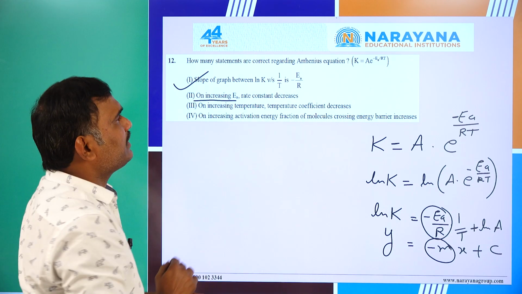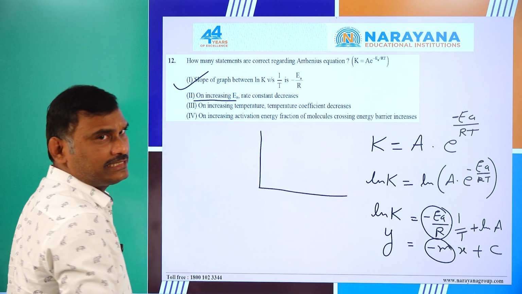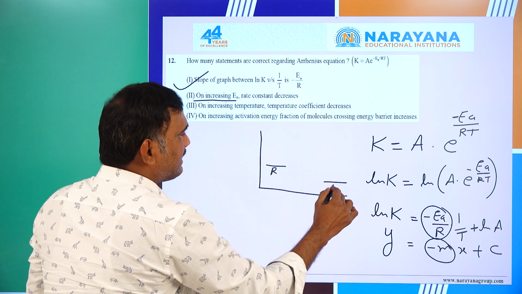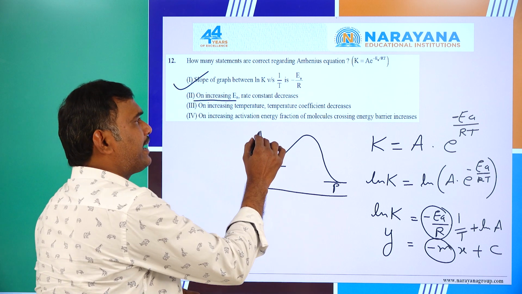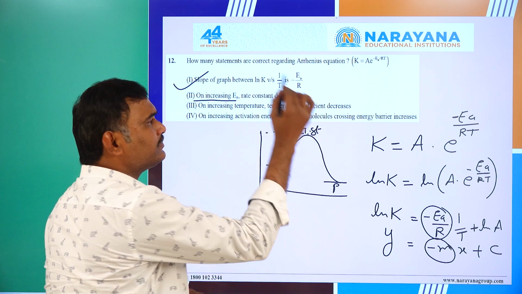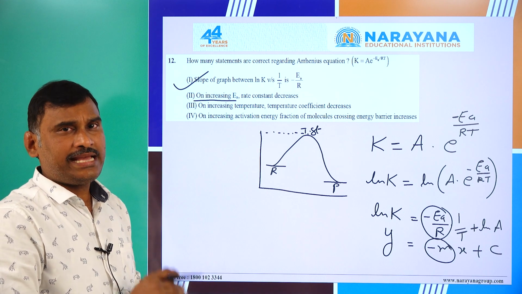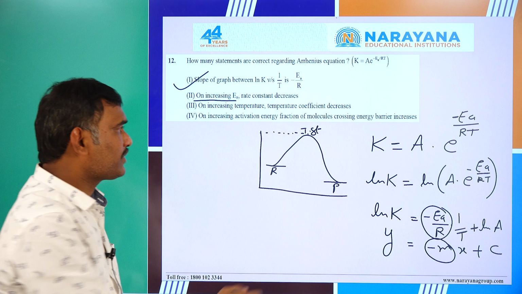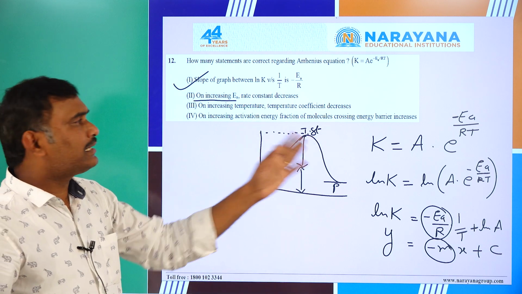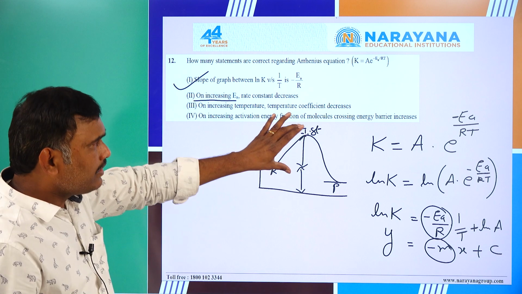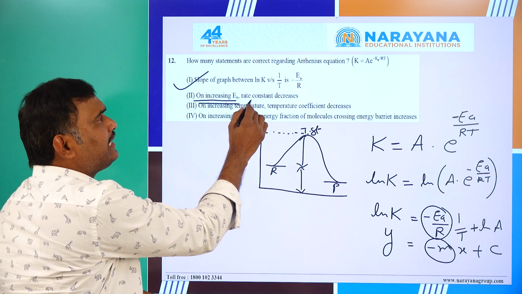On increasing Ea, the rate constant decreases. What is the Ea? Activation energy. Let us see, students, the reactant and the product. For every reaction to occur, they must pass over a high energy transition state. According to the collision theory, the reactant molecules collide together and produce a high energetic state called the transition state. This is the energy of the reactant. Now the extra energy required by the reactant to cross over to the transition state is activation energy. So as this gap is more, the activation energy required is more, the reaction becomes slower. So on increasing the activation energy, the rate constant decreases.